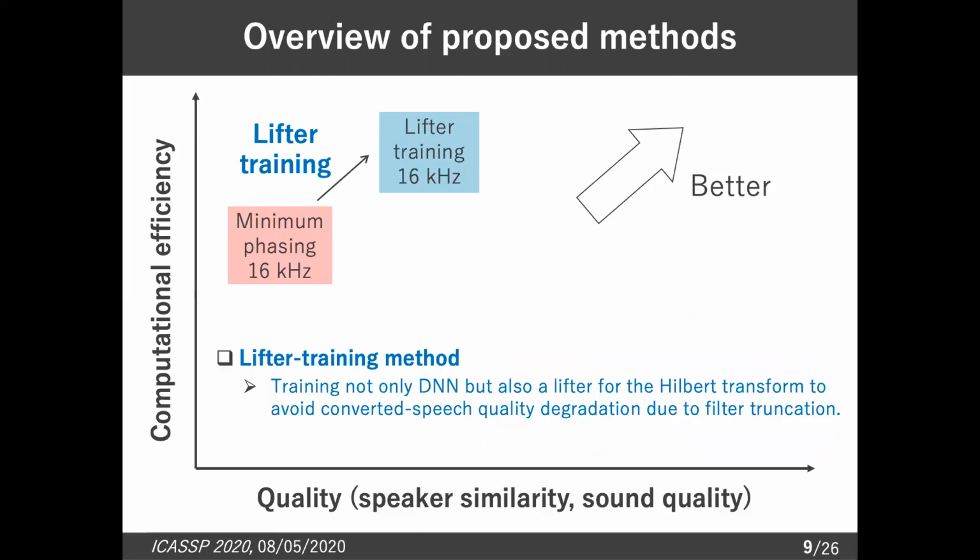First, let me explain our lifter training method with filter truncation. As explained in the previous slide, filter truncation can efficiently reduce the computational cost in filtering, but it degrades the converted speech quality. Our lifter training method integrates the truncation process into training and trains not only the DNN but also the lifter for the Hilbert transform to compensate for the changing filter shape due to truncation.